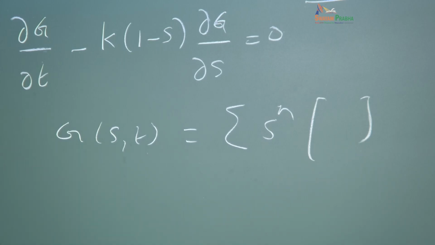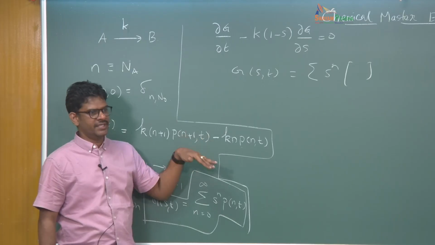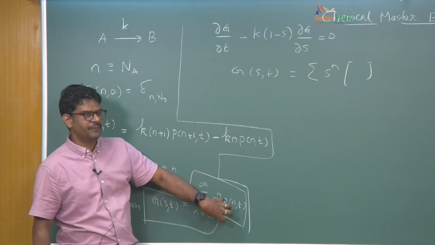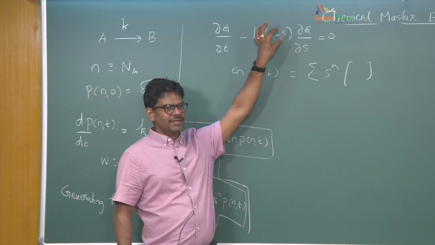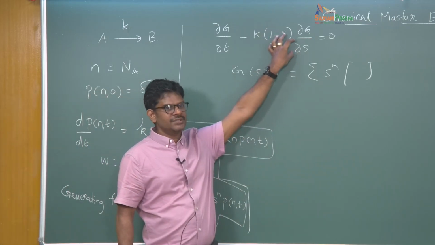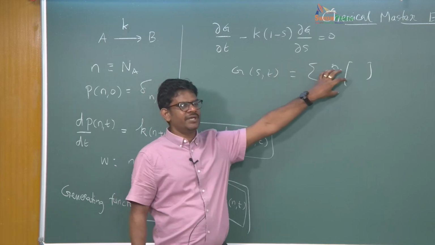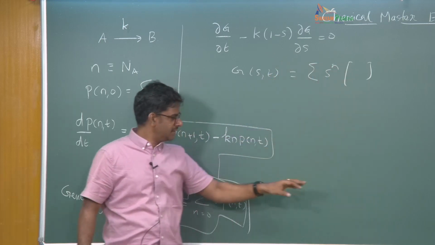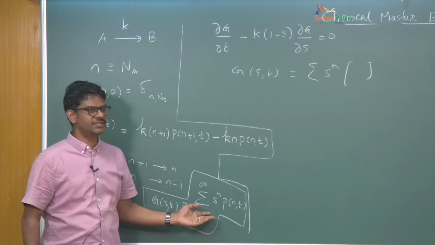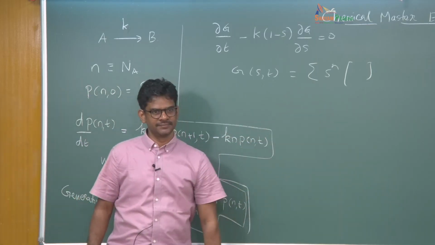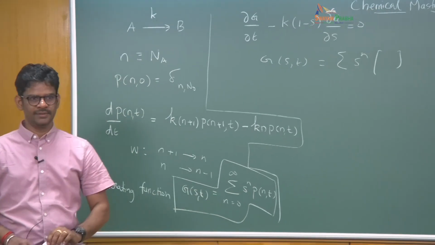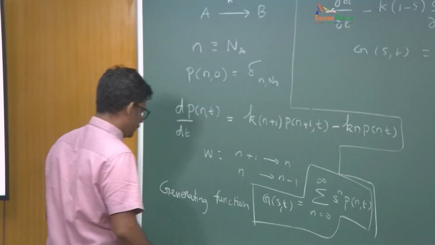So instead of directly solving this, what we are doing is mapping into a generating function, and with respect to the generating function, we come to an analytically soluble partial differential equation, solve it, and then put it in a form that compares to the definition itself. By matching the coefficients, I will get what P of n comma t is. Okay, so that's what we want to do here.